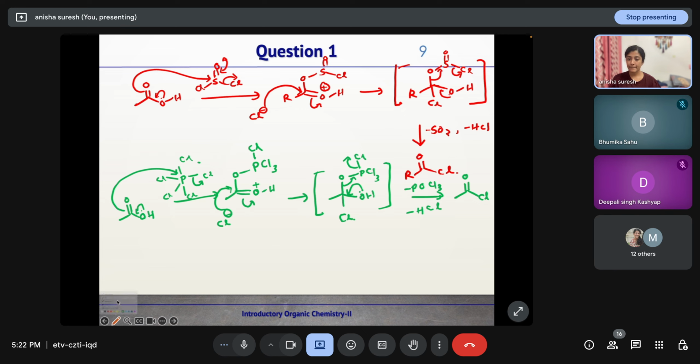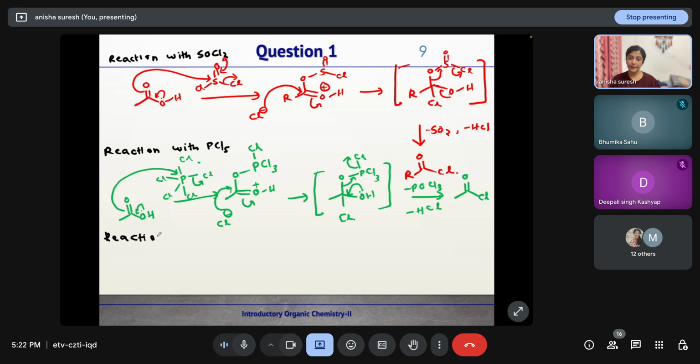Okay, this is the reaction with SOCl2. This is the reaction with PCl5. Now we will see the reaction with PCl3.